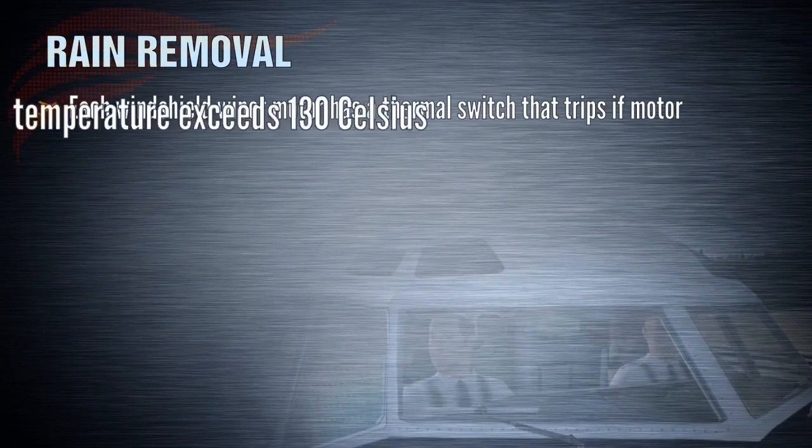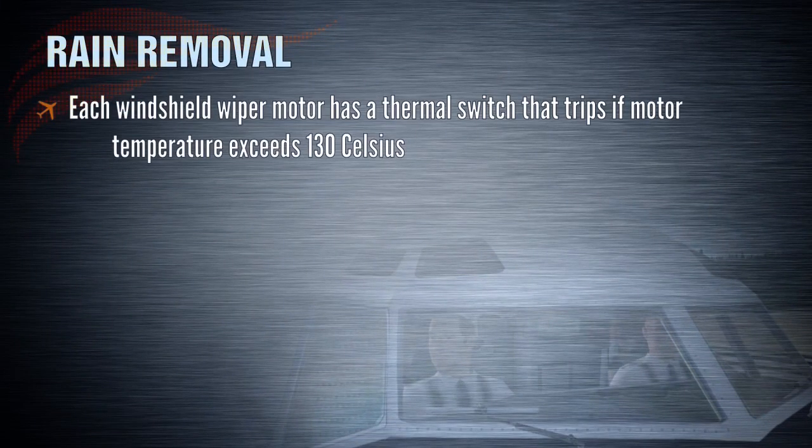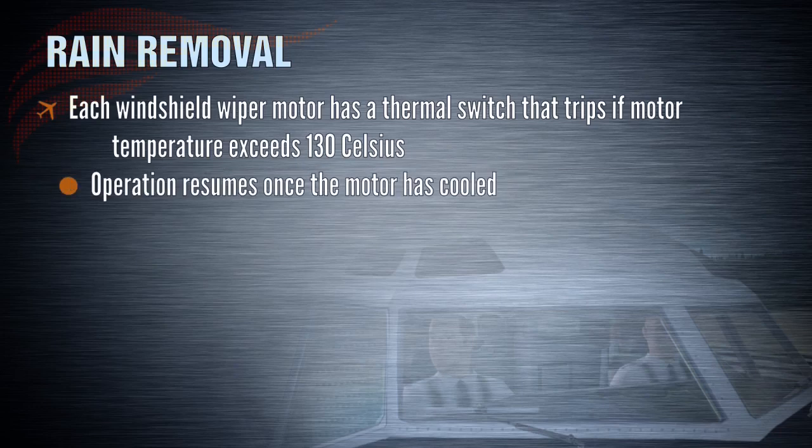Each windshield wiper motor has a thermal switch that cuts out operation if motor temperature exceeds 130 Celsius. Operation resumes once the motor has cooled. The wiper system uses 28-volt DC power.